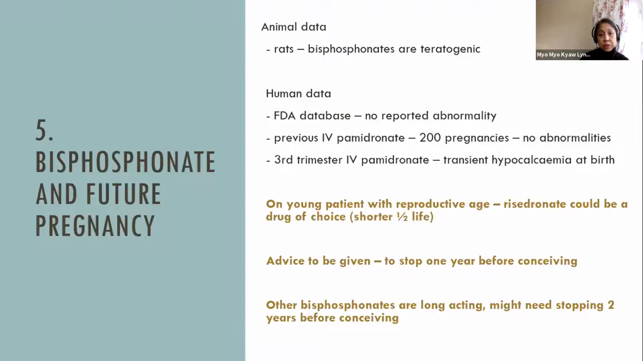In the younger patient, I basically use risedronate, and I tell them they have to stop 1 year before they would like to start a family. So that should be a planned pregnancy. Stop the risedronate for 1 year, and then you can start the pregnancy. If the patient is already on a relatively long-acting bisphosphonate, like alendronic acid, they might have to stop 2 years before starting the family.